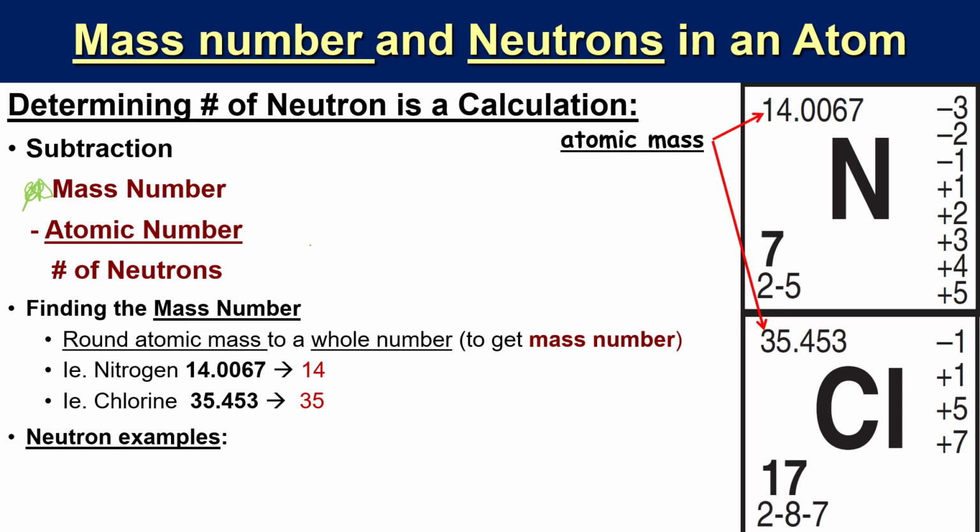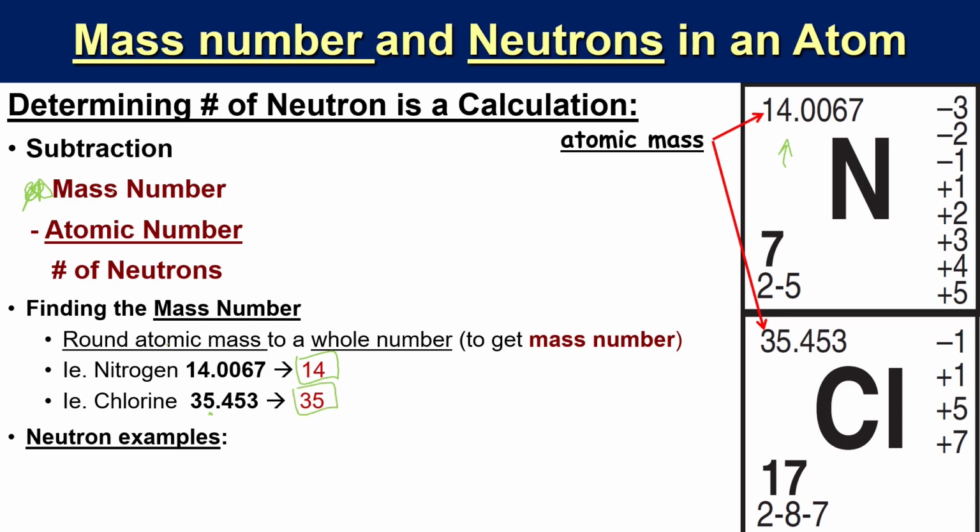In order to get the mass number, we have to round the atomic mass to a whole number. For instance, in the case of nitrogen, which is right here, if I have an atomic mass of 14.0067, my mass number is 14. In chlorine, since my atomic mass is 35.453, I will have a mass number of 35.